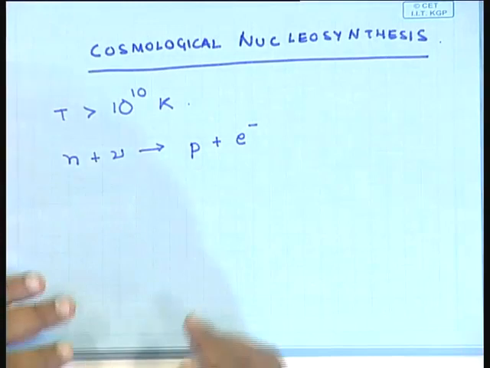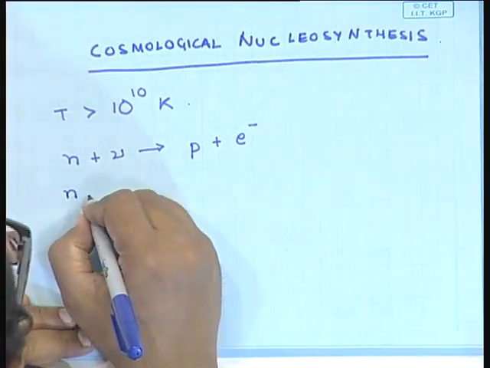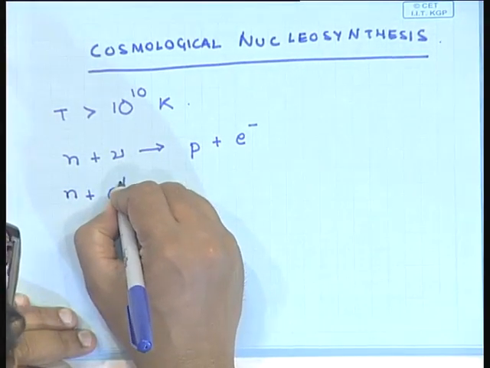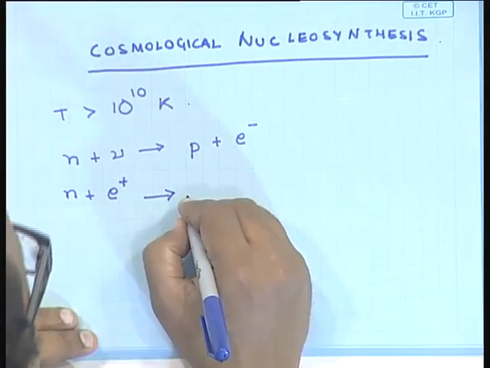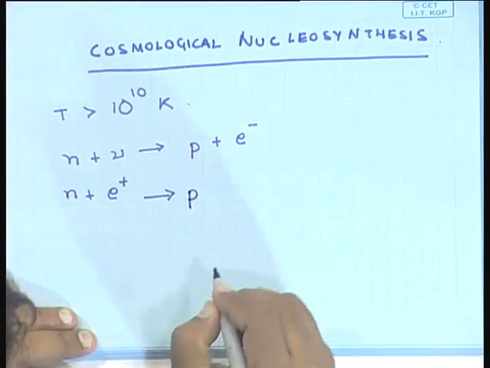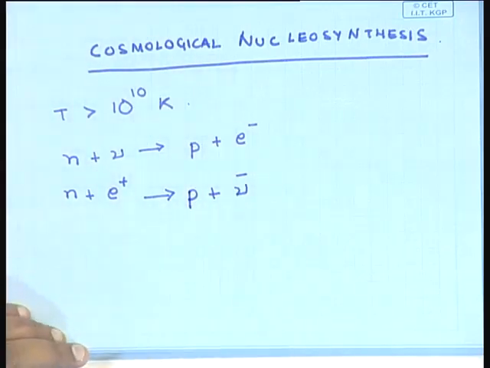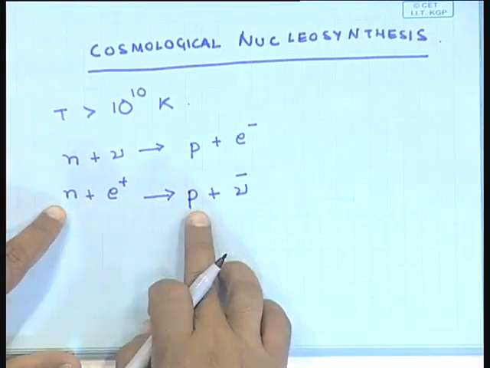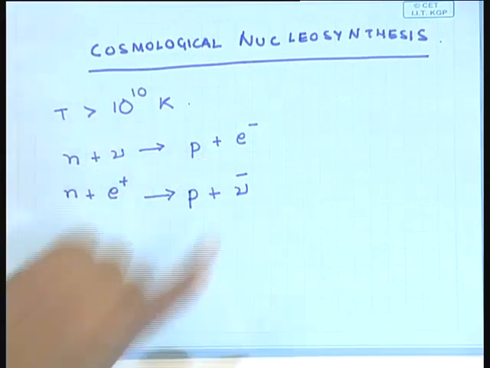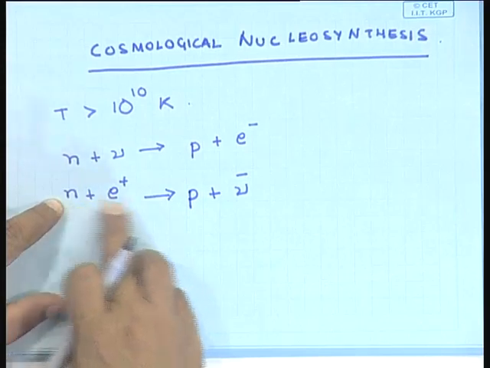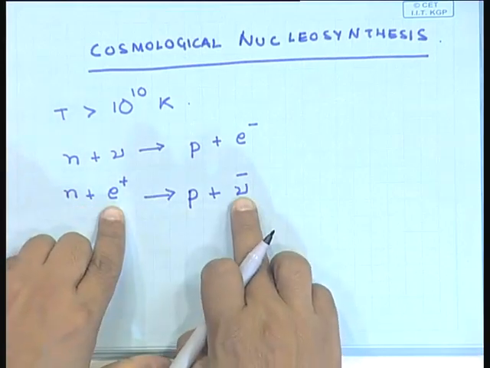Now you have another reaction where the neutron captures a positron and becomes a proton, and there is an antineutrino emitted. Here again the baryon number is conserved, and charge also is conserved: this is positive, this also is positive, the same positive charge. Here the neutron and a positron combine to give a proton and an antineutrino. Here this is an antilepton and an antilepton.